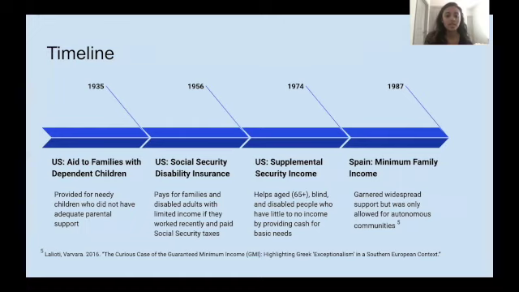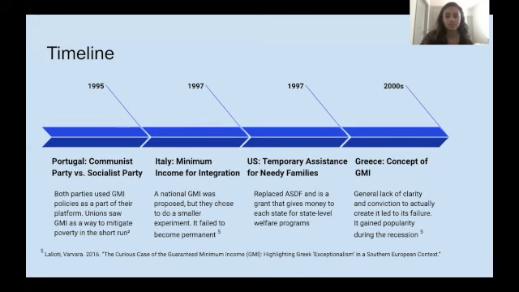In Spain, a GMI policy was allowed only in regions that were autonomous because of the widespread support it received. In Portugal, communist and socialist parties tried to use GMI policies as a part of their platform, and while these policies did not pass, they gained the support of unions and religious organizations because they saw GMI as a way to alleviate poverty.